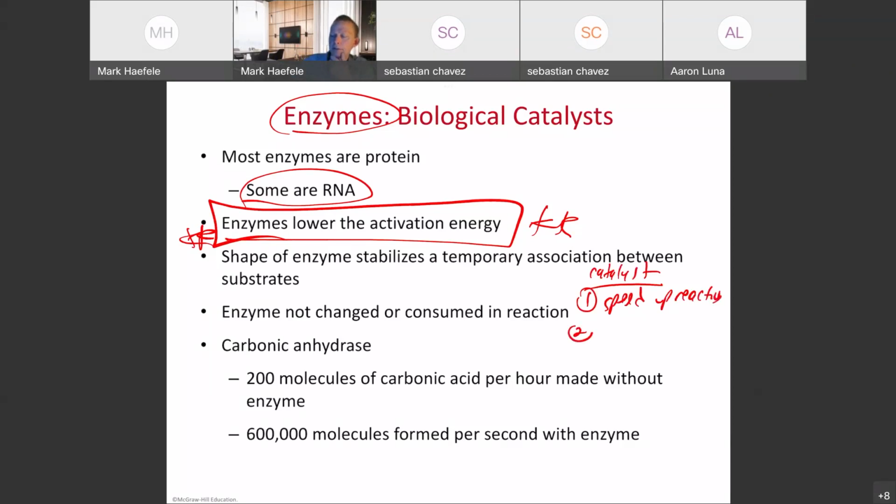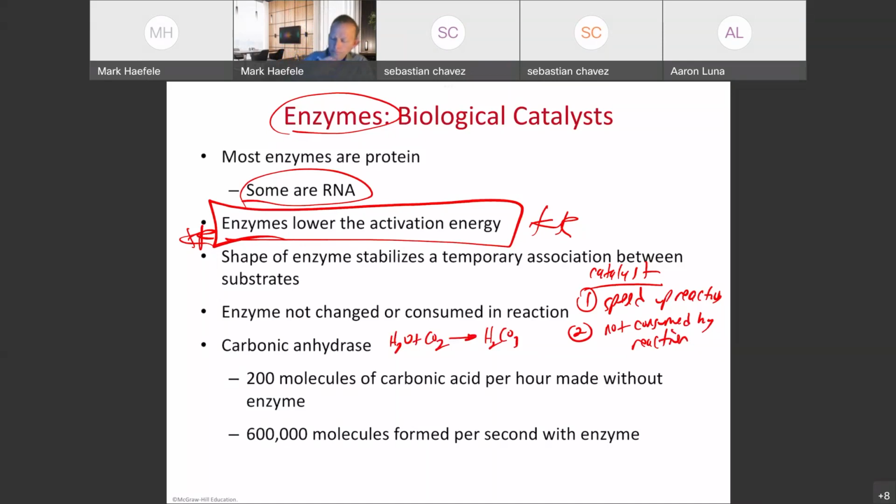The second thing it has to be able to do is it's not consumed by the reaction. And so those two things have to be true. A good example of an enzyme that we have is carbonic anhydrase, right? What carbonic anhydrase does, it takes water and CO2 gas and converts it into carbonic acid. That's what it does. It's part of our carbonate buffer system that we talked about in the acid-base section of our class. Now, what does this particular reaction look like with and without an enzyme?